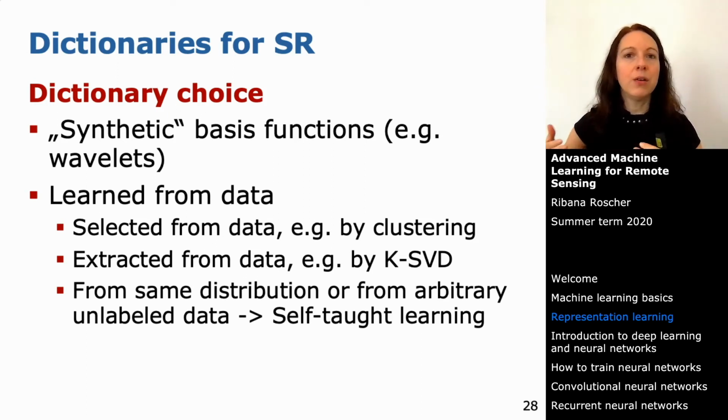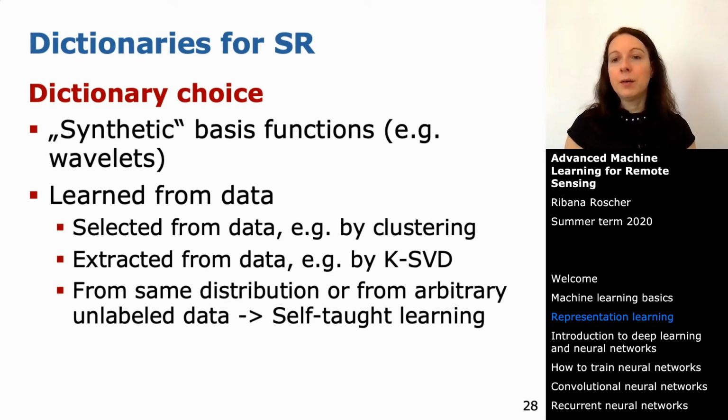Now let's have a look at how you can determine a good dictionary for reconstruction. There are different choices for a dictionary. For example, you can use synthetic basis functions, for example wavelets, or you can learn it from your data. That learning means, for example, you can select it by clustering. So you have the data points, you make a clustering, and then you just take the means from, for example, k-means. You can extract it from data with a procedure like K-SVD. I will show you in the next slides how you can do this.